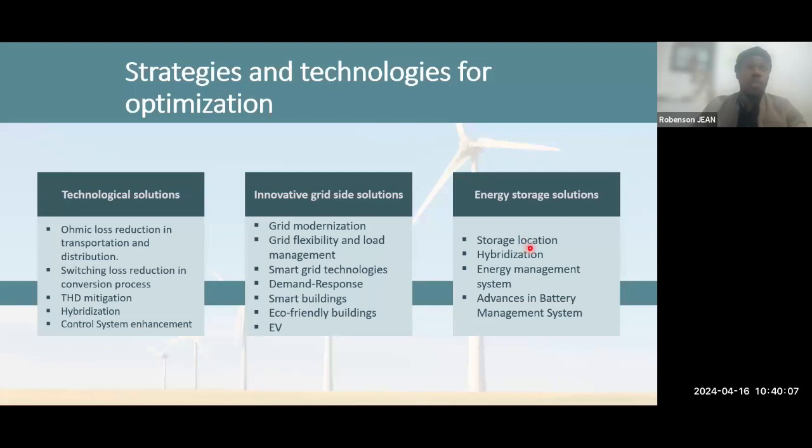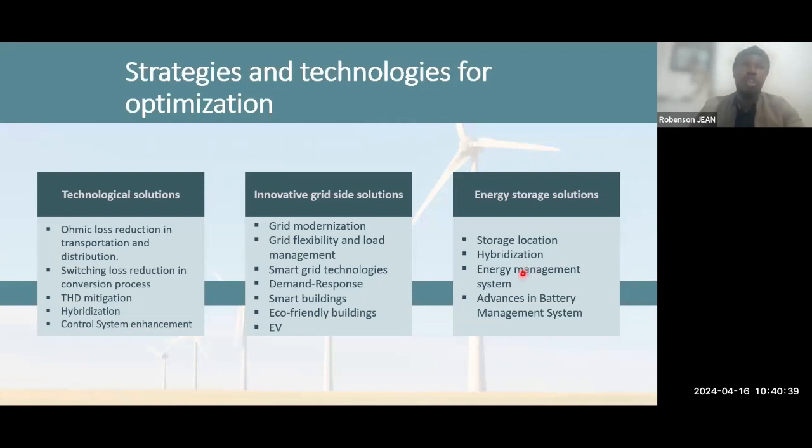And also, we can have a kind of variation in the type of solution that we will bring depending on the location of the storage system. And also we can go for hybridization. For instance, we can mix several types of energy storage system, like we can mix batteries with hydro pumping. We can mix hydro pumping with flywheel. There is a lot of mix that we can do in order to bring a better solution.